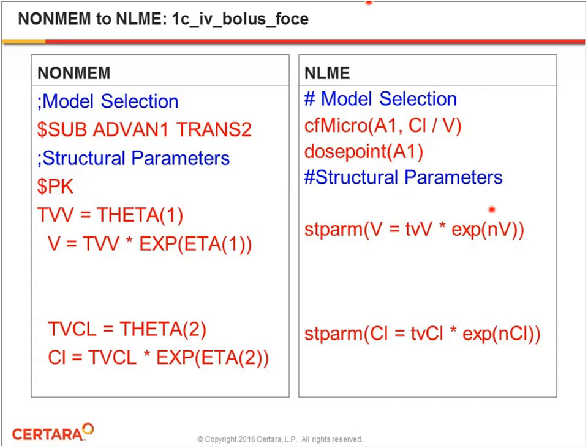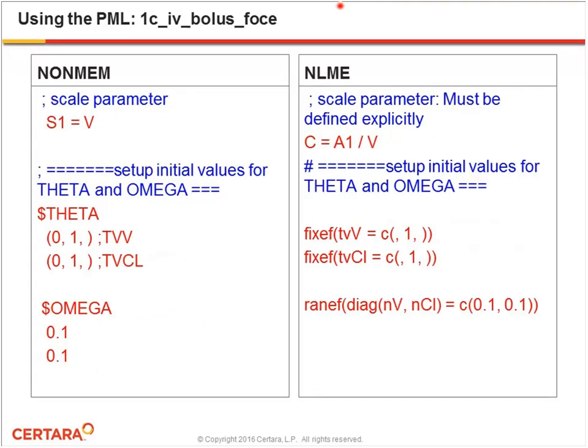Next slide is the closed form. The equation calculates the amount of drug in the central compartment, and we need a scaling parameter to return concentration. In NONMEM, this is simply put in like S1 equals V. The equivalent in Phoenix is C, the concentration, equals A1, the dose amount, divided by V, the volume.